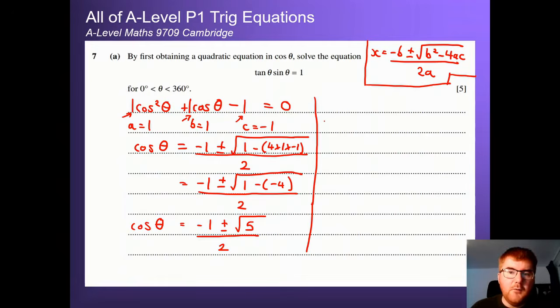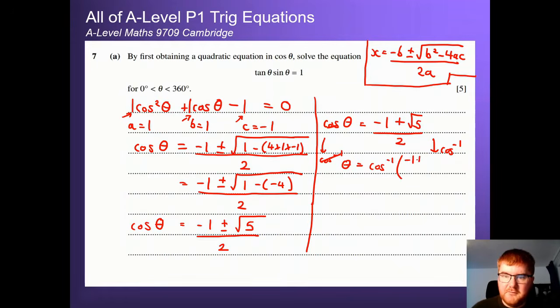So let's try and work out the positive one first. So cos theta is minus 1 plus root 5 over 2. And we want to work out theta on its own. So what's the opposite of cosining something? Well, that's going to be the inverse cosine on both sides. This cancels, giving us theta. Then we're going to do the inverse cosine of this lovely horrible fraction that we have here. And this will be the first time we're going to use our calculator. So let's go and work that out.